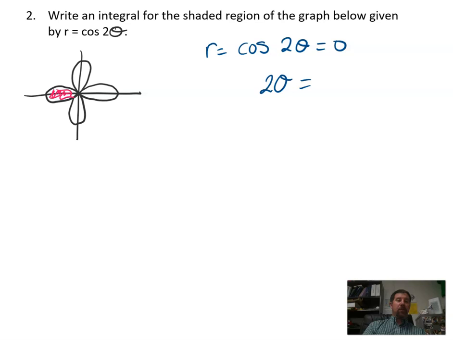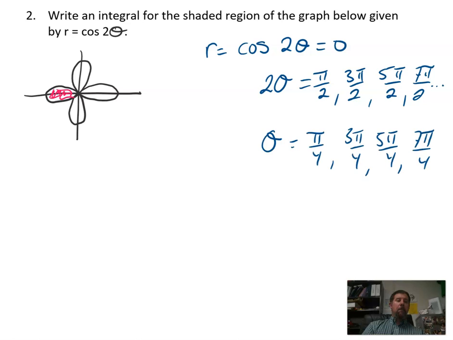So cosine 2 theta is going to equal 0 when that angle is pi over 2, 3 pi over 2, 5 pi over 2, 7 pi over 2. And I have to carry that out a little bit, because when I divide by 2, theta has to be pi over 4, 3 pi over 4, 5 pi over 4, 7 pi over 4. Again, I want all the angles that are between 0 and 2 pi. So those are all the ones that would be between 0 and 2 pi.